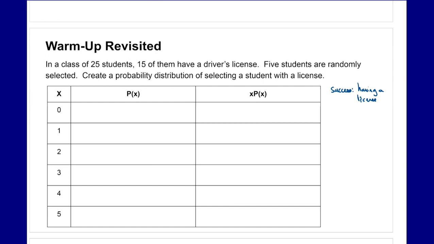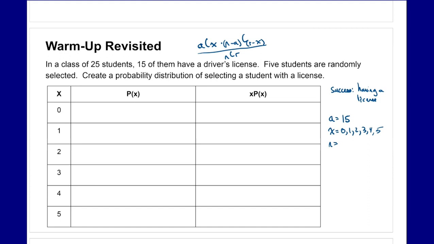If we're using that specific formula, which was A choose X times N minus A choose R minus X, all divided by N choose R. A in this case was the total number of successful outcomes. This would be 15 because there's a total of 15 students that have a license. X would be the actual number of successes, so that's anywhere from 0, 1, 2, 3, 4, or 5.